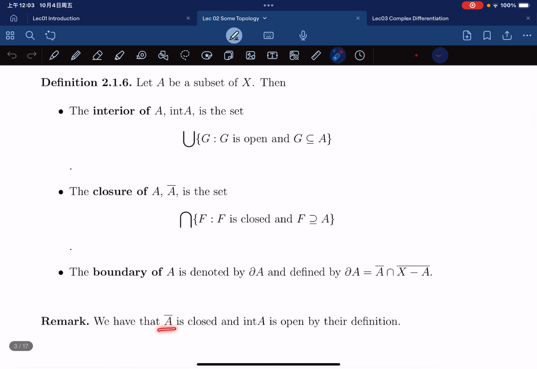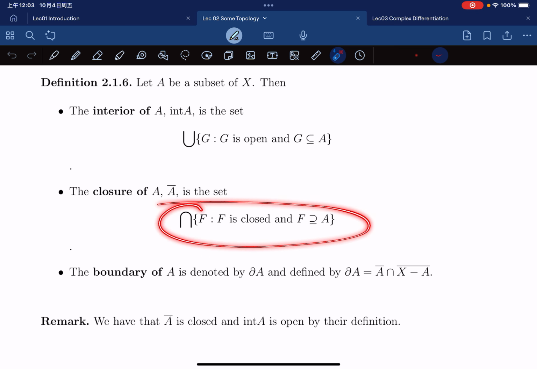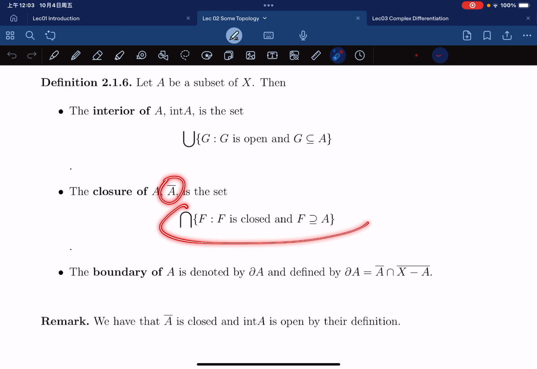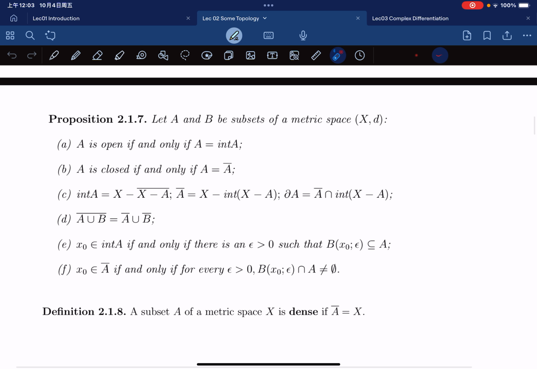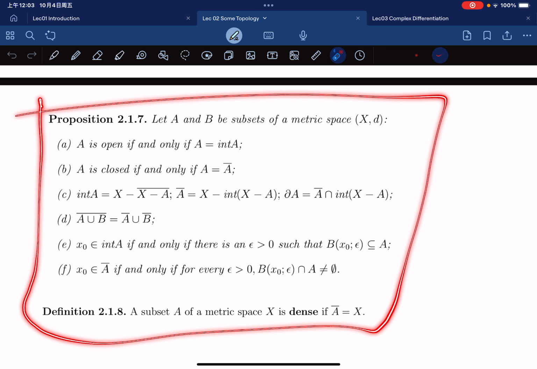So A bar is closed and the interior of A is open, right? This is an arbitrary union of open sets, and this is an arbitrary intersection of closed sets, right? And this is also the largest open set contained in A, and the closure of A is the smallest closed set that contains A, right? And we have a list of propositions.